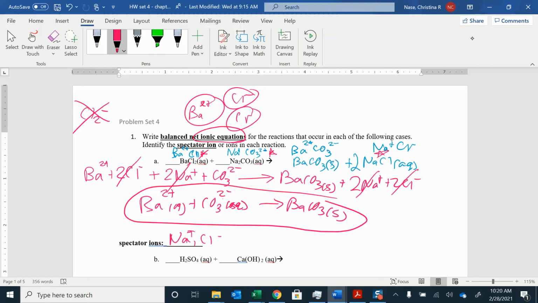And then the last thing I have, I've got my charges on these ions. You need to show those because this is your net ionic. Ionic means you have ions. Ions are charged particles. And then my solid doesn't have any charges, so that's going to be solid.